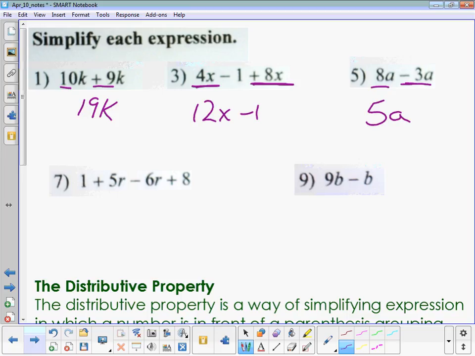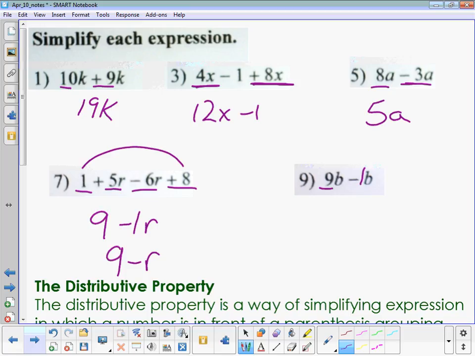Okay, number 7 is a little trickier because I have a 1 that I'm supposed to add 8 to, and I got this 5r that I'm supposed to subtract 6r from. So 1 and 8 get me a 9. 5r plus a negative 6r, or minus 6r, is a negative 1r. Or I can just write that as 9 minus r. Either would be fine. Now when I look at number 9, it says I got 9b, I'm supposed to take away b. That is not 9. I can't just take away the b. I got 9 b's, take away 1 b.